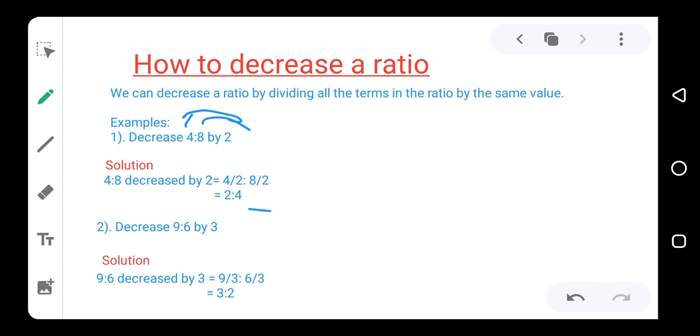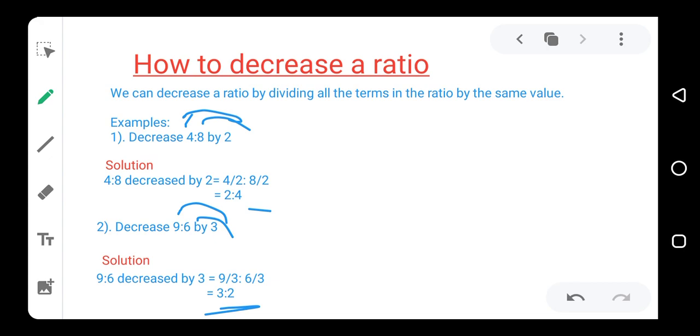Example 2. If we are given 9 is to 6, and we are asked to decrease it by 3, we now know what to do. We use the 3 to divide 9, and we also use the 3 to divide 6. When we use 3 to divide 9, we get 3. We put the ratio symbol, and then we use the 3 again to divide 6, and we get 2. We write it, and that is why we have this. So this is how to decrease ratios.